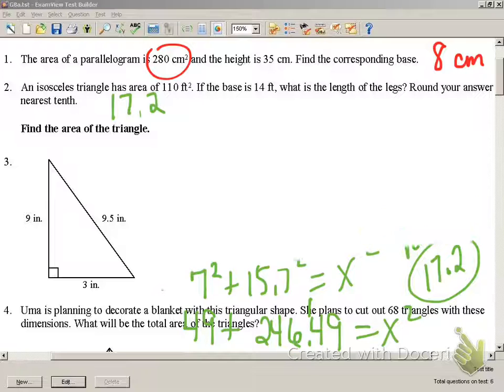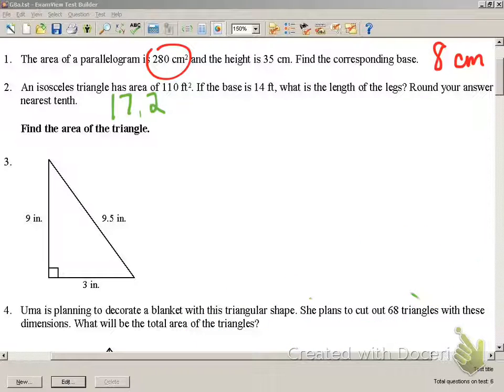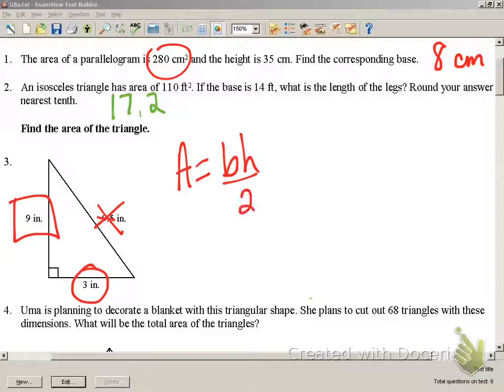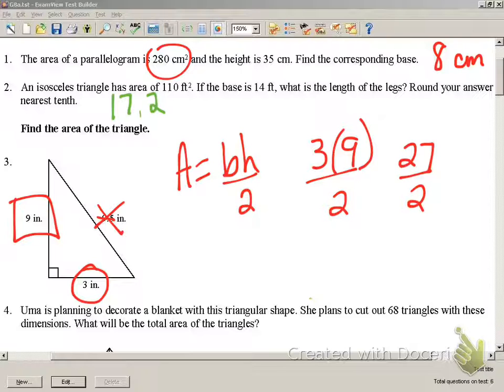So now let's look at number 3. Number 3 says find the area of the triangle. In order to find the area of the triangle, we have to identify what our parts are. Here is my base. Here is my height. This one is no good to us. So area equals base times height divided by 2. 3 times 9 divided by 2. So that's 27 halves, which is 13.5, and that would be square inches.